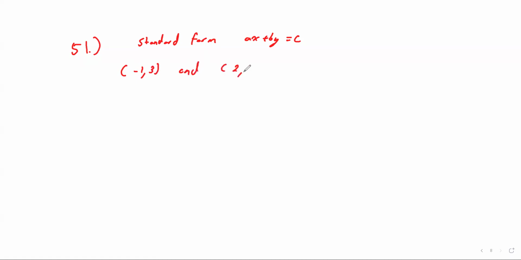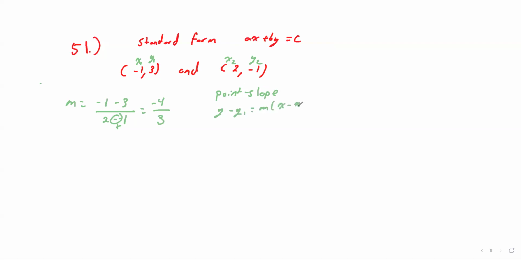and (2, -1). All right, so for starters, you're going to want to find the slope. So again, this is x1, y1, x2, y2. This will give me negative 1 minus 3 over 2 minus negative 1. Two negatives make a positive. So negative 1 minus 3 gives me negative 4, and then 2 plus 1 gives me 3. So now that I have the slope, I can use the point-slope formula, which again is y minus y1 equals m times x minus x1.